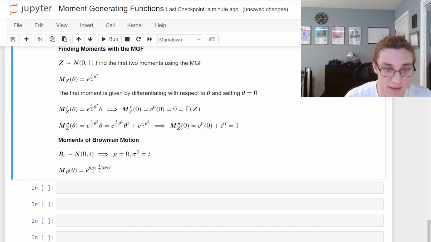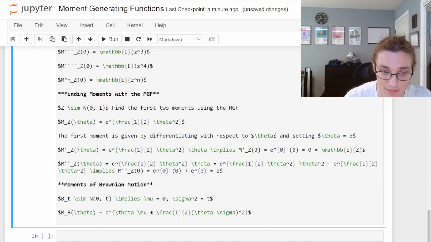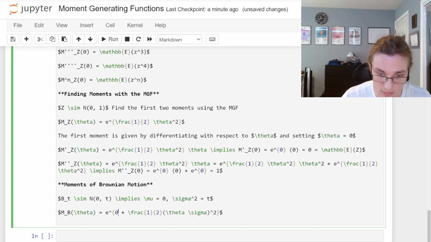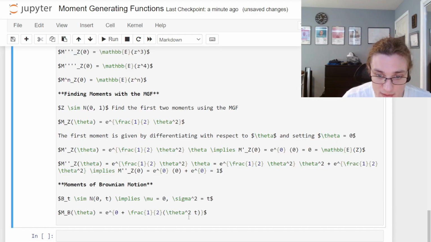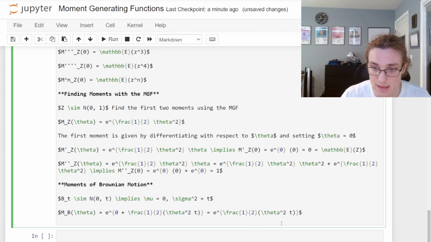Okay, so if this is the case, then we would have 0 plus t theta squared times 1/2. And this would just be equal to, very clearly, e to the 1/2 theta squared t.